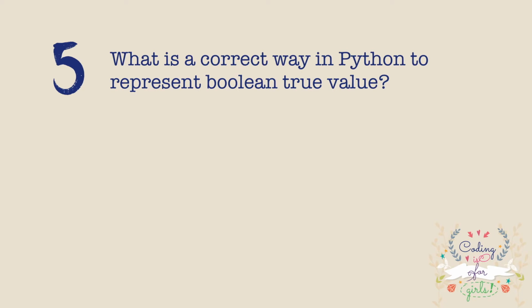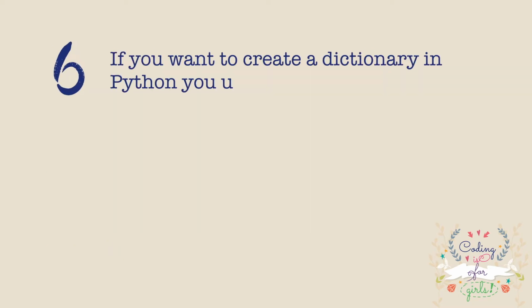Question number 5. What is a correct way in Python to represent the Boolean true value? 1. true. 2. Capital TRUE. 3. 1. 4. True with a capitalized first letter. Question number 6. If you want to create a dictionary in Python, you use 1. Square brackets. 2. Normal brackets. 3. Curly brackets. 4. Lower than, greater than signs.